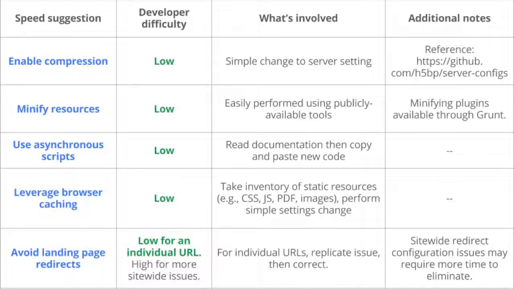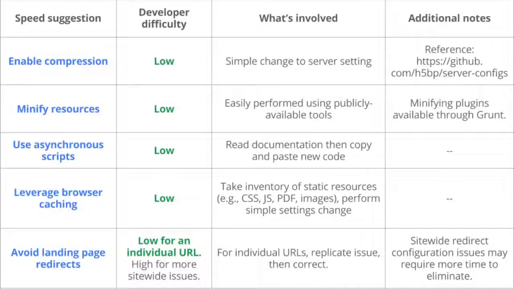Minifying resources can be easily performed through publicly available tools. Using asynchronous scripts is largely a matter of copying and pasting new code snippets to replace older versions. To leverage browser caching, you can simply add appropriate HTTP headers to your resources. The last, fairly easy speed suggestion is to avoid landing page redirects.